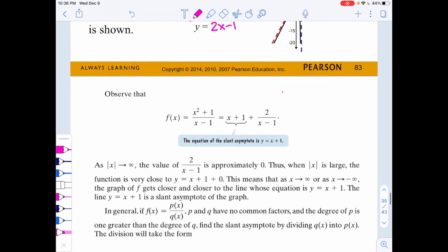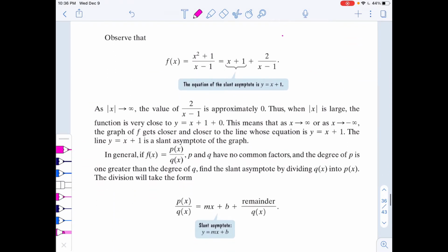Okay, so let's look at why we do not care about that remainder. It says observe that. They give us an example. This is just a screenshot from the textbook if you want to go back and read it for yourself. It says that f of x is equal to, and they took the polynomial expression, they did the division, and they have what the slant asymptote is, right? That's our slope-intercept form.